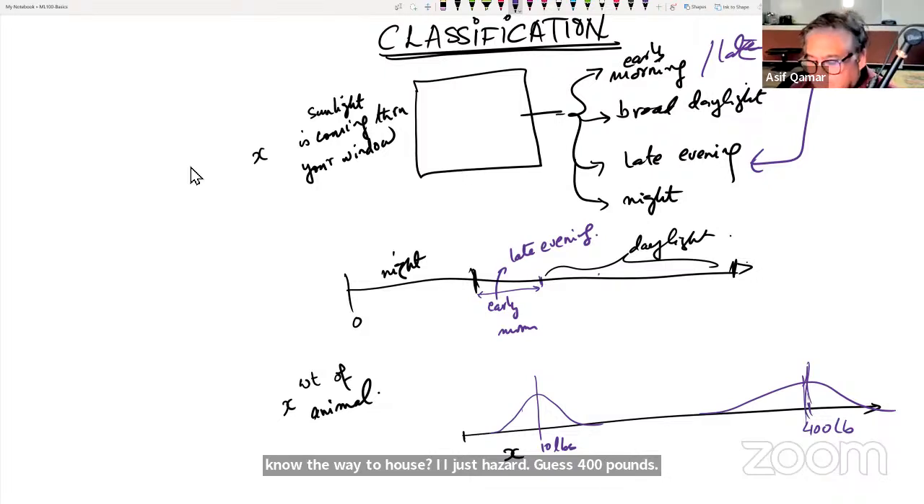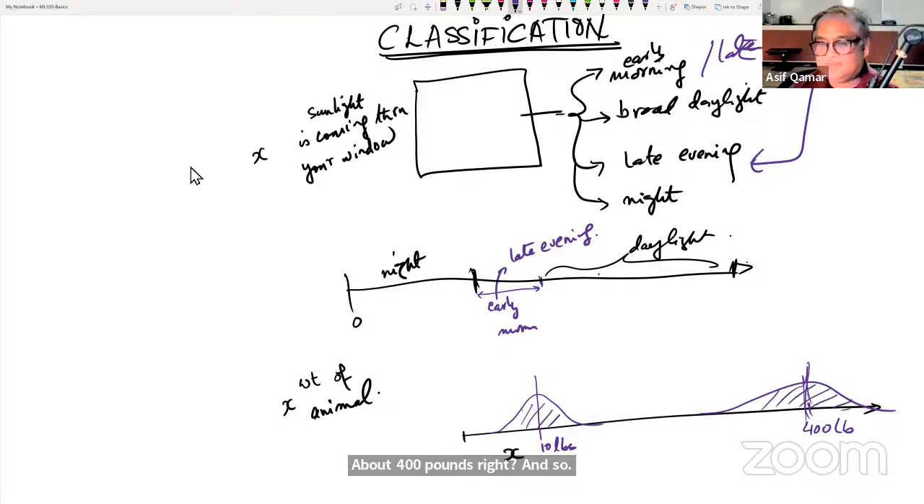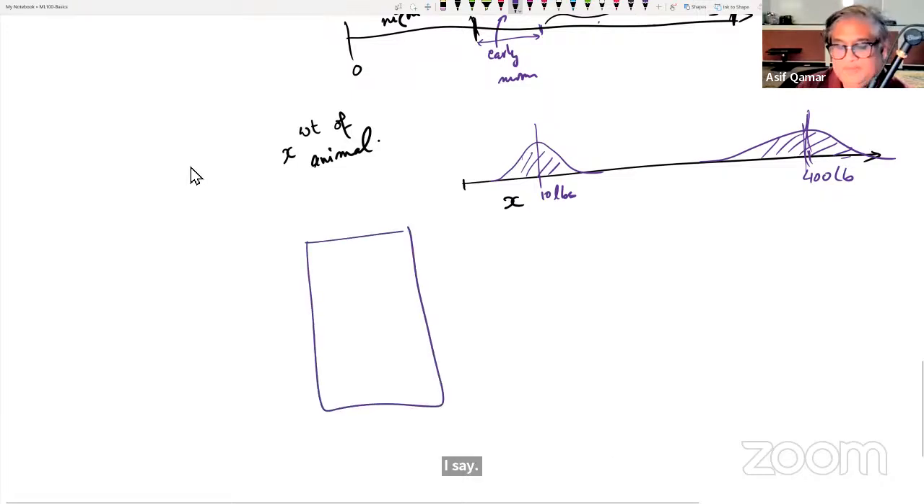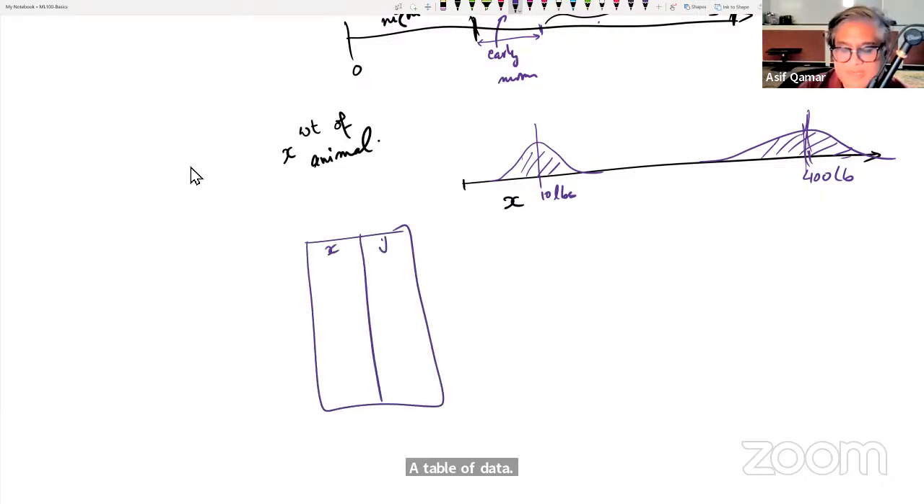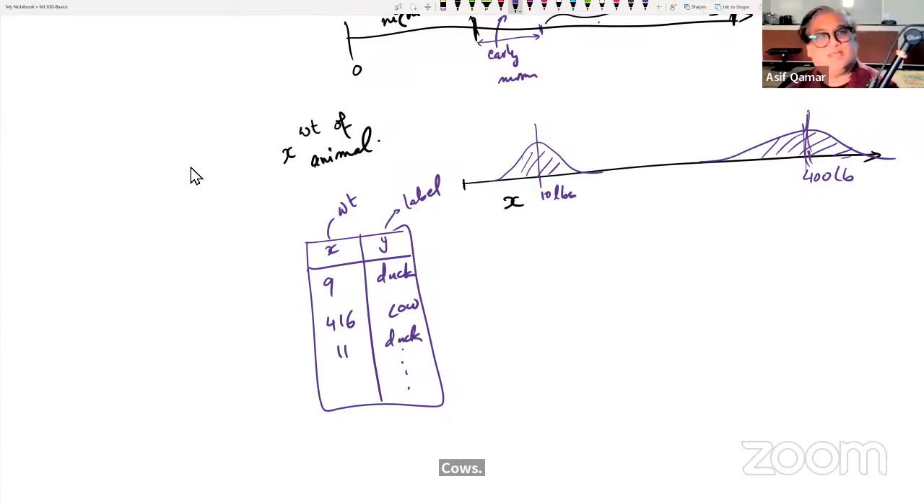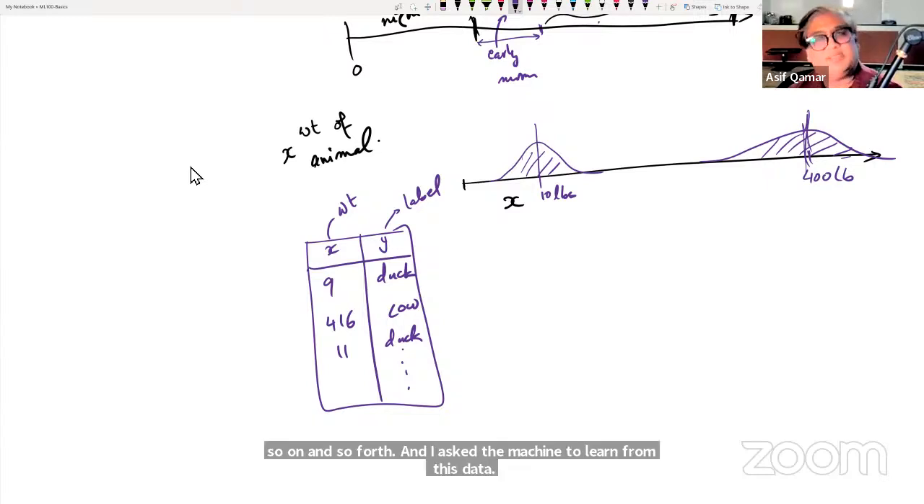And so if a machine has to be able to tell the difference between the weight, learn from the data. Suppose I give it a table of data to learn from the reality, X and Y. X is weight, and this is the label. This is what it is. As an example, 9 pounds, it is a duck. For 16 pounds, cow. 11 pounds, duck. And so on and so forth. And I ask the machine to learn from this data. Intuitively, think about it. How would you learn it?